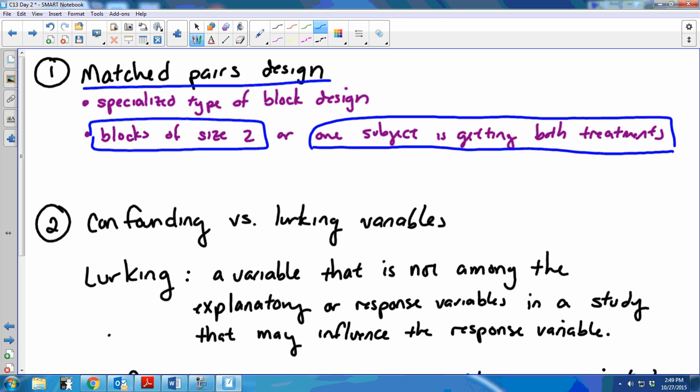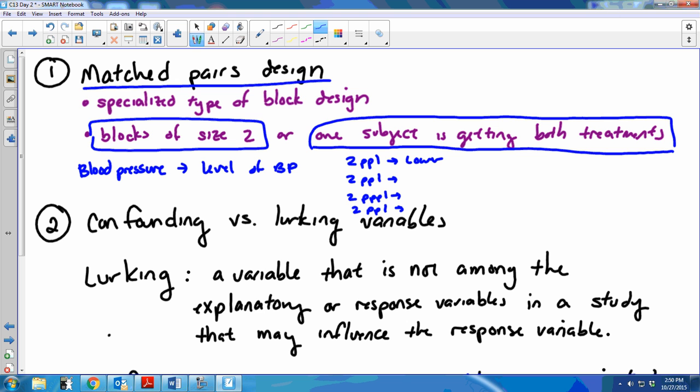All right, so matched pairs would be maybe you have a bunch of people on a blood pressure medicine, but you think that the level of their blood pressure has something to do with how the drug reacts. So maybe you have pairs of people: 2 people that have the lower end of the blood pressure, then 2 people a little bit higher, and then 2 people a little bit higher, and then 2 more people with the highest blood pressure.